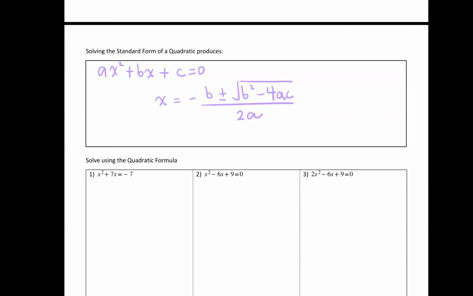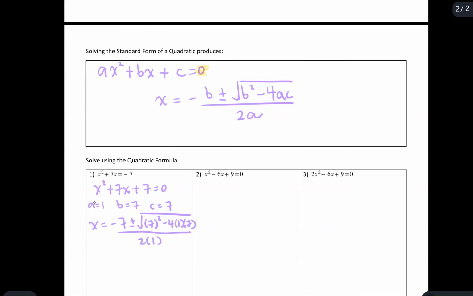Okay, so using the quadratic formula, it still needs to be equal to 0, right? So this one, I would need to move over to the other side, so it'll be plus 7. I want you to take a second and solve these three by using the quadratic formula. Alright, so my a is 1, my b is 7, and my c is 7. So we'll have negative 7 plus or minus the square root of 7 squared minus 4 times a times c, all over 2 times a.